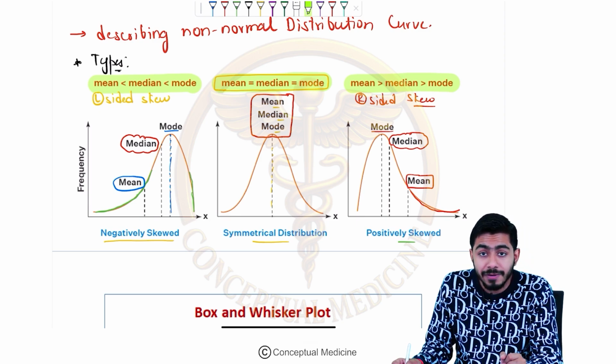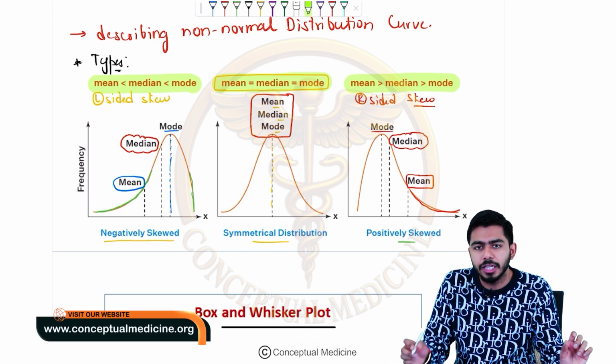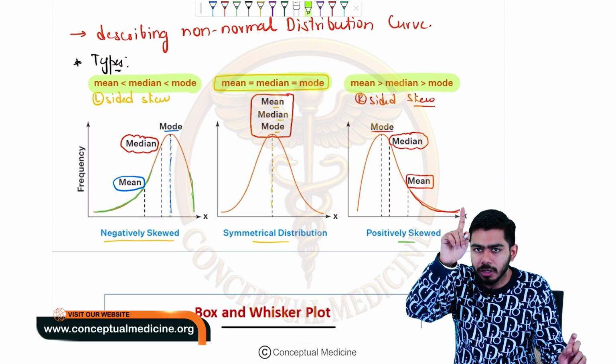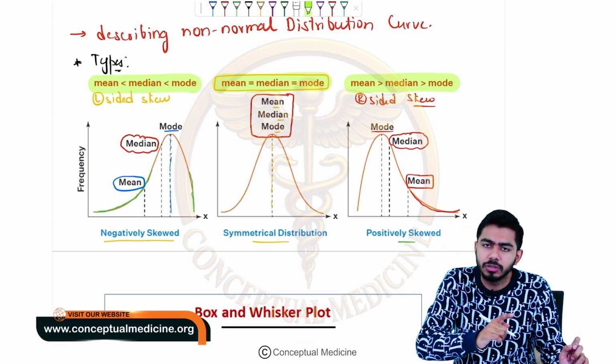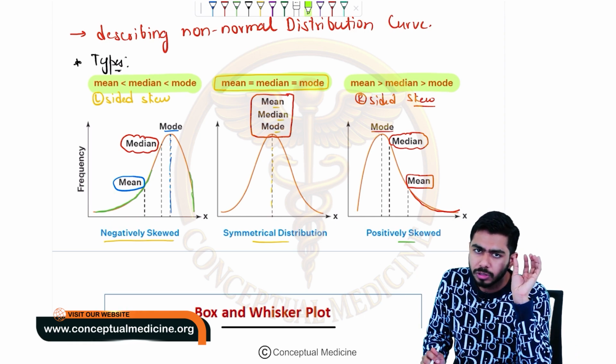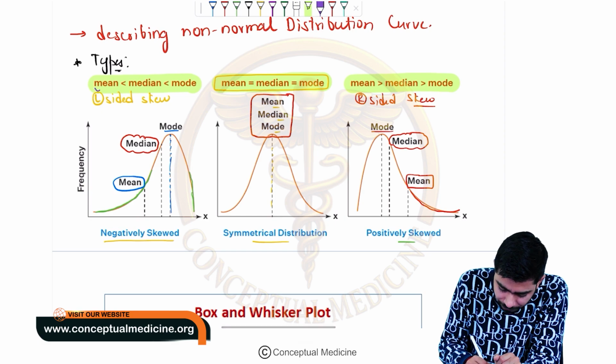If you are talking about the left sided skew, guys, the mean will be on the lower side and the mode will be at the top side. So mode will be on the higher side. After that, there will be the median, and after that there will be the mean. So mean will be on the lower side. Mean will always be on the lower side in the left sided skew.